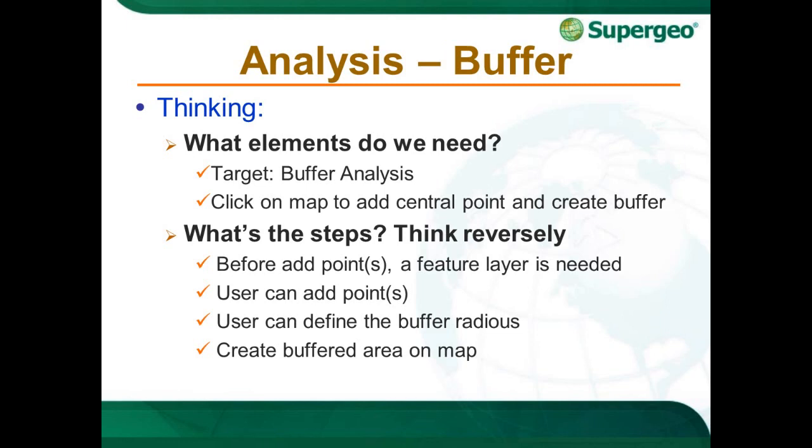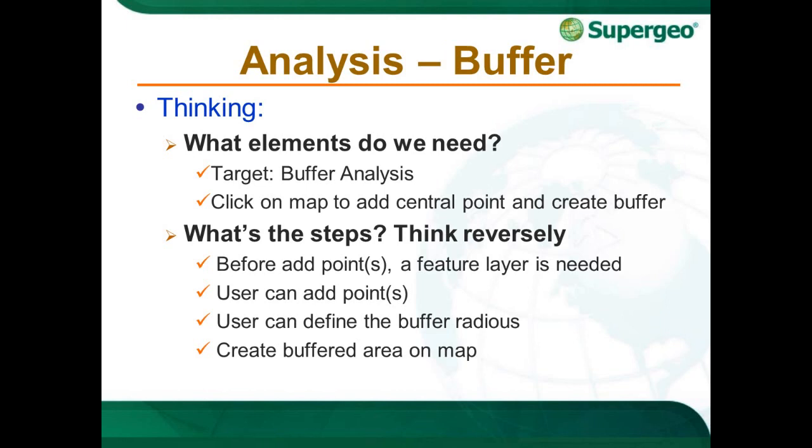So what are the steps? It's going to contain 4 different steps. Before adding the point, a feature layer is needed, so we're going to create a feature layer to contain all the points. After that, the user can add the points as they wish. They can simply click on the map or enter the X or Y data.